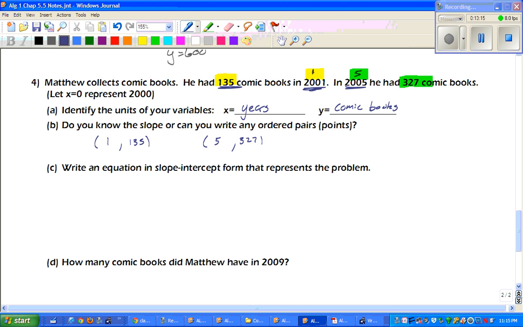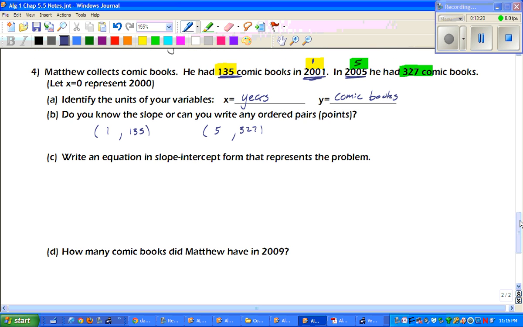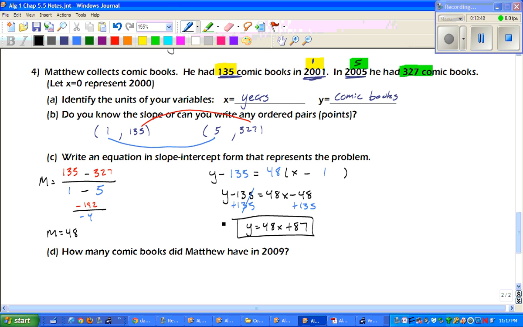Now, I want to see if you guys can figure out all of part C. Okay? Now, the first thing we have to do is find out what the slope is. So once you get the slope, then you can enter it into that equation. Okay? Slope first, then the equation. Pause the video. Let's see how you do. All right, your final equation should have been y equals 48x plus 87.